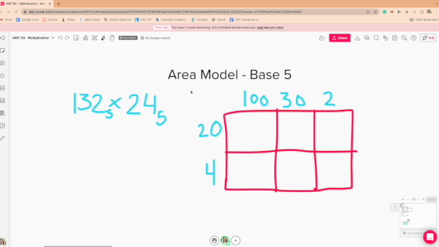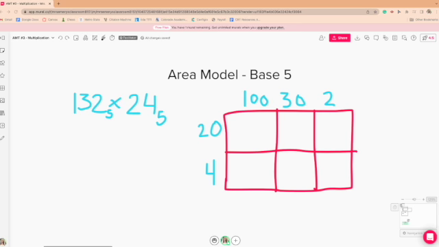Alrighty, so to start off with the area model, I already drew it out since I already demonstrated how it's drawn out and what we do to determine what goes where. So I put 100, 30, and 2 from 132 up here, 20 and 4 on this side here, and now it's time to start multiplying.